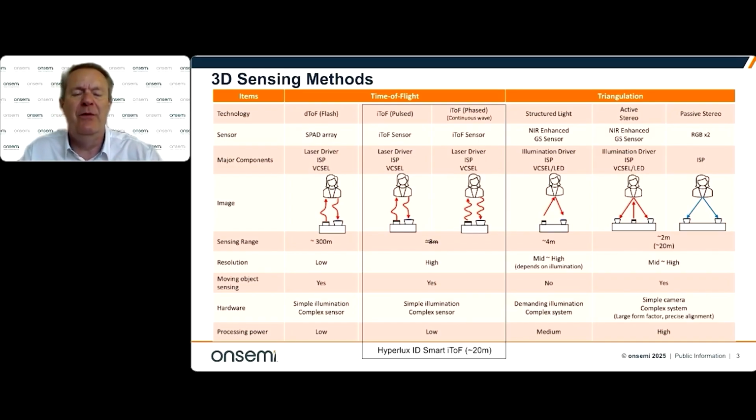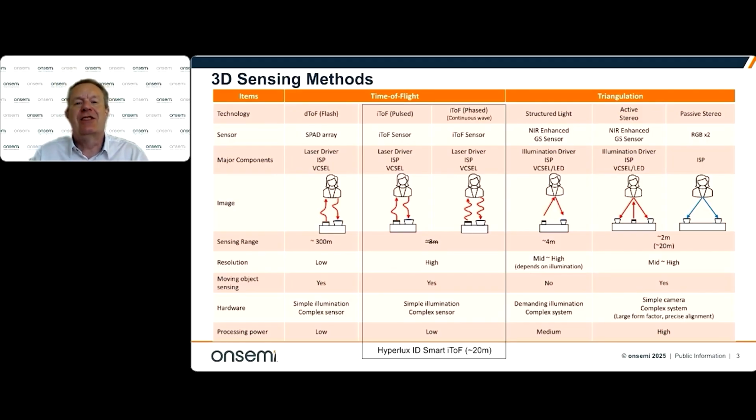But it's still fairly complicated. Let's move over to the left now. So you have direct time of flight. Direct time of flight is just using a single photodiode, effectively a SPAD array, an array of photodiodes, and you're just sending a light pulse and you're measuring the time it takes to reflect.